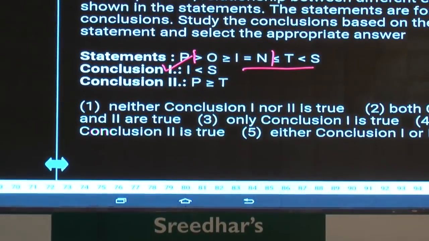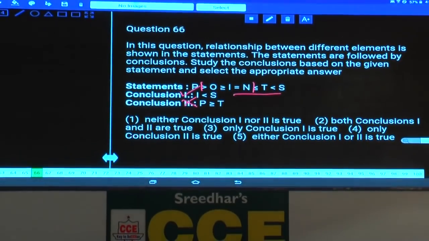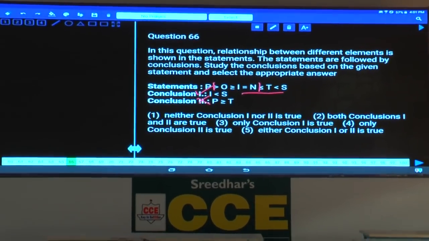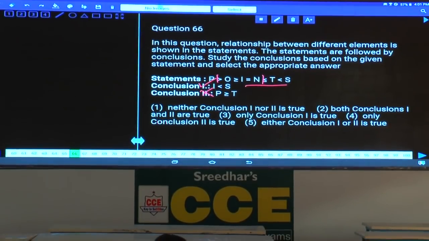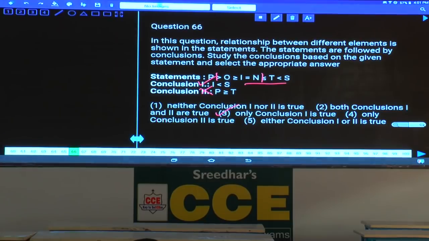Then coming to conclusion 2. Now the relation between P and T: one greater than, one lesser than, 2 opposite symbols. As 2 opposite symbols are there, no relation can be established between these two. Hence what is your answer here? Only conclusion 1 follows, and it is given in choice 3. Question number 66, it is choice 3.